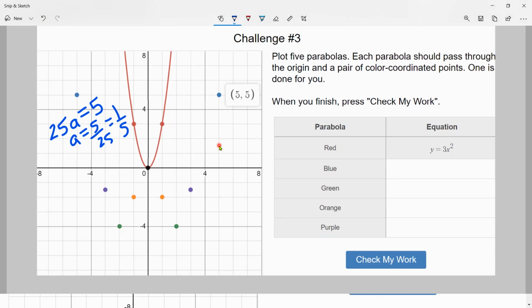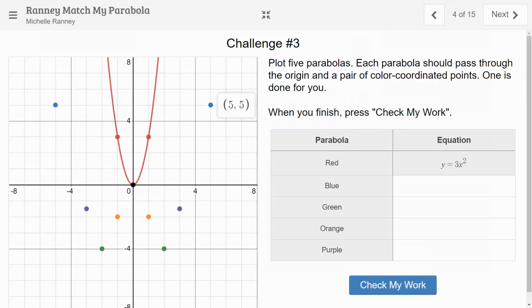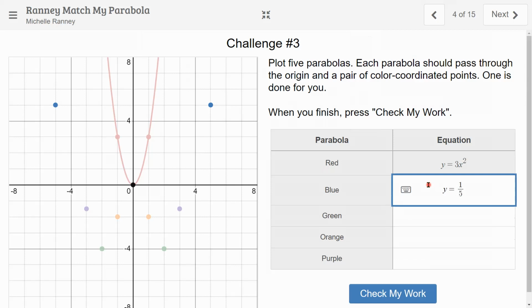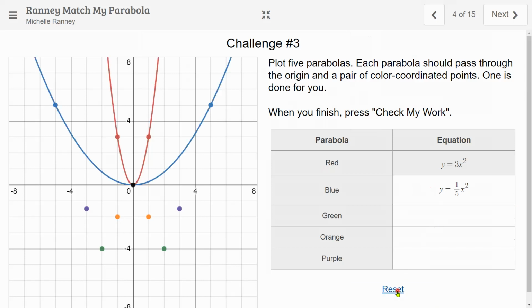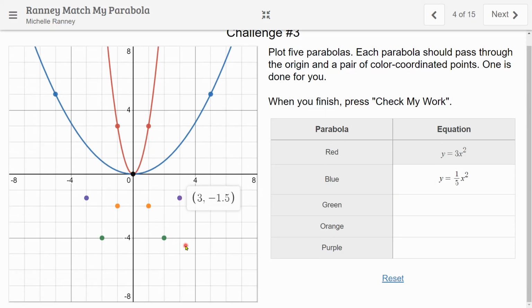My a is 1/5. Some of us did it as a decimal, maybe guessing and checking, but if I count 1, 2, 3, 4, 5, I should be going up 5 squared, which is 25. I only went up 5. I went up 1/5 of it. So I'm going to go y equals 1/5 x squared, and you see it went through. Let me just get these other values up here so I can see these.